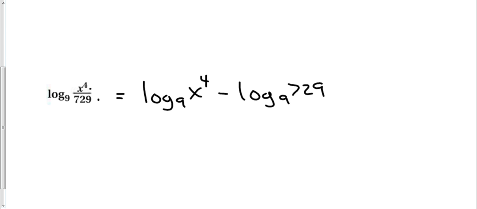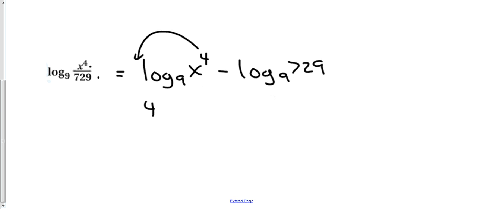Well, two things are happening here. First, I can use my power property to pull this 4 out. So that would give me 4 log base 9 of x minus, well, can this simplify at all? Well, 9 times 9 times 9 is 729. So this would be minus 3. And now that logarithm is simplified.